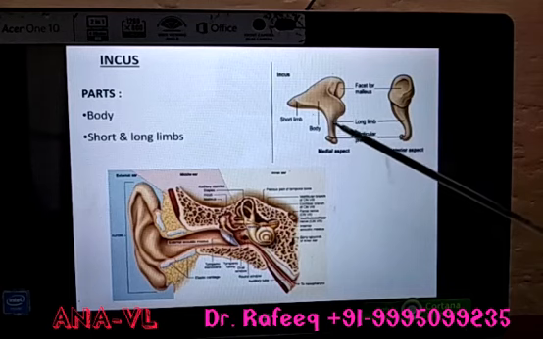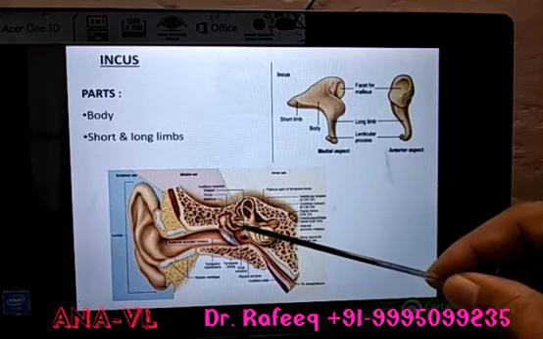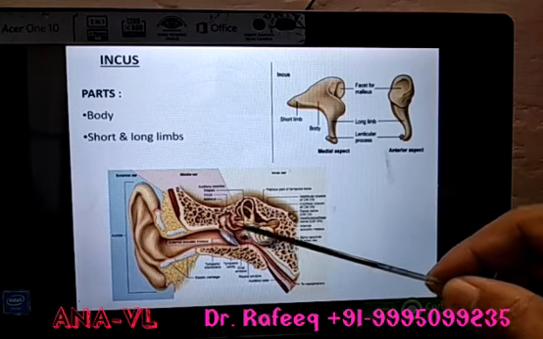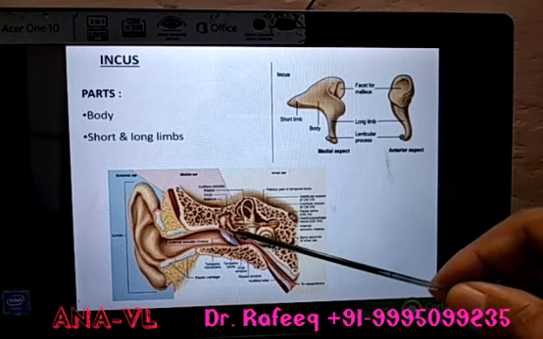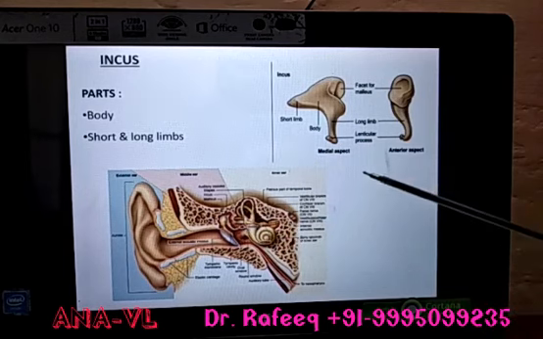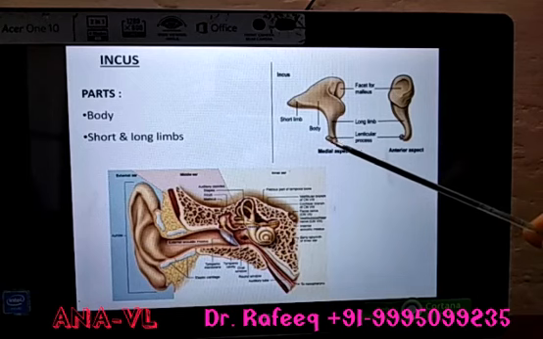The long process is directed downwards, and the long process of the incus and the handle of the malleus are parallel to each other. That means their direction is parallel to each other. Here is the handle of the malleus, and here is the long process or long limb of the incus. These two are parallel to each other. And once more, let's go through the lowest end of the incus in detail.